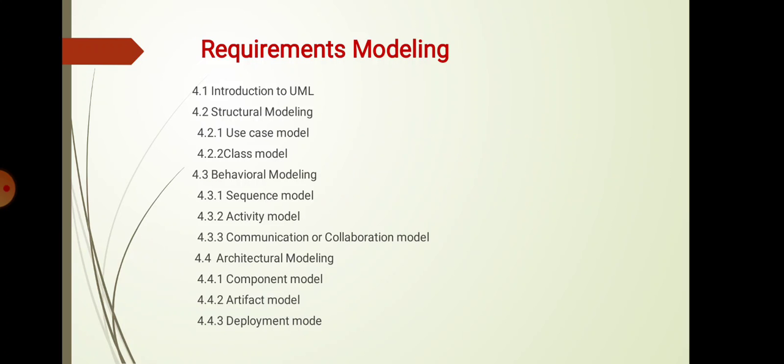Requirement modeling has these points: introduction to UML, structural modeling, use case model, class model, then behavior modeling, sequence model, activity model, and communication or collaboration model. And fourth is architecture modeling: component model, artifact model, and deployment model.